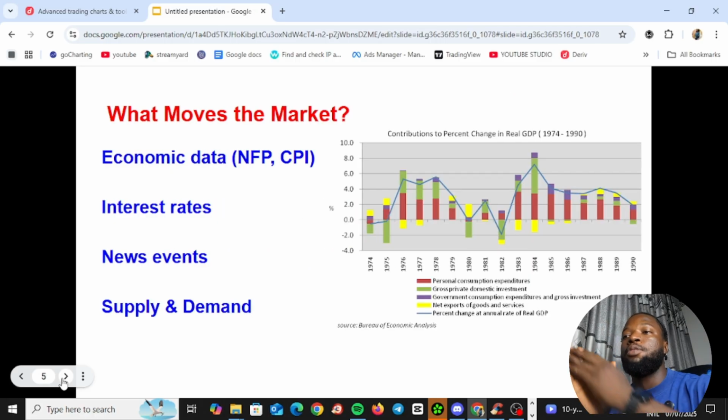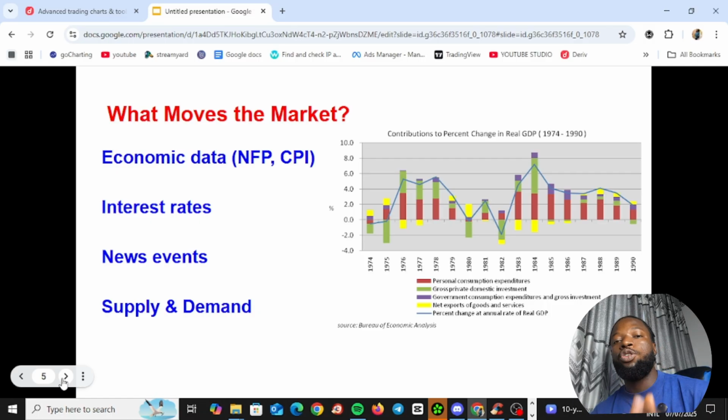And what moves the market? You might be asking, you are seeing people making this money, where is this money coming from and what is moving the market? The number one is NFP. NFP has to do with the rate of job employment in the US, and that is what they call economic data. That data affects the economy of a country, and like I said, foreign exchange. So whatever is affecting the economy of a country is going to have a direct effect on the foreign exchange.